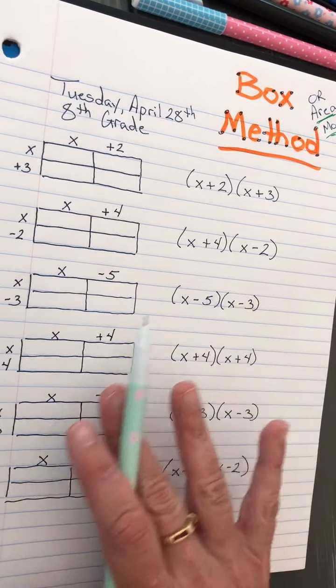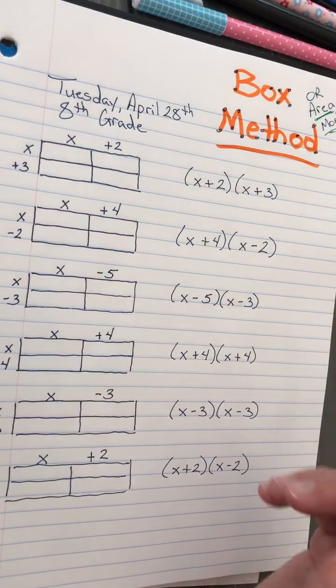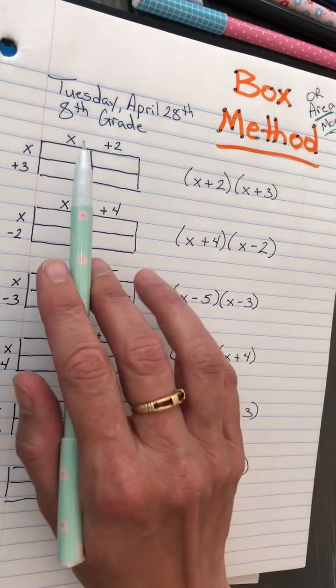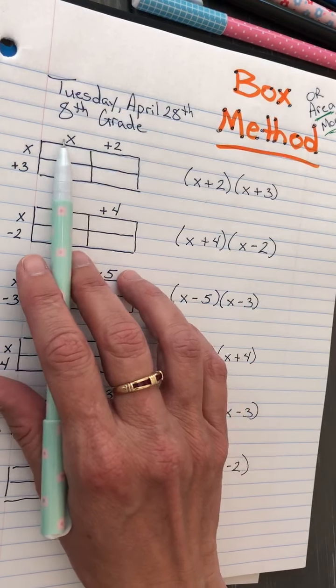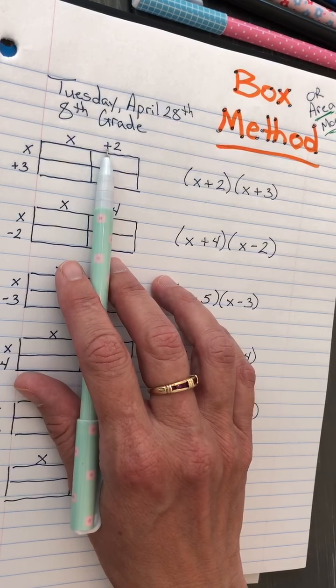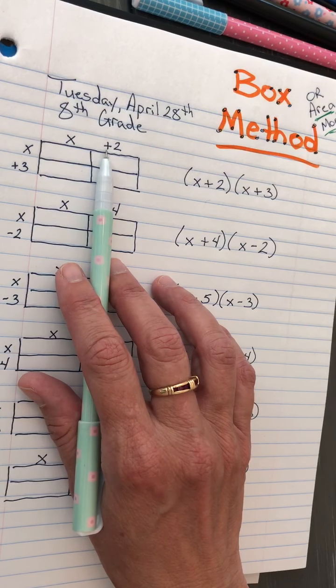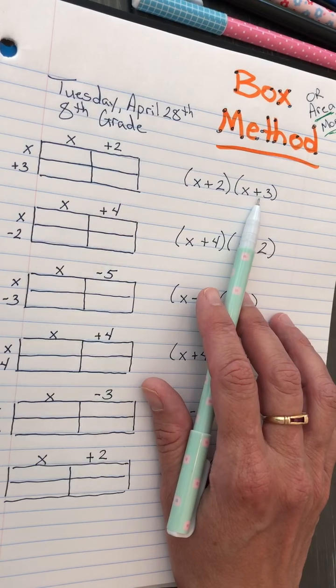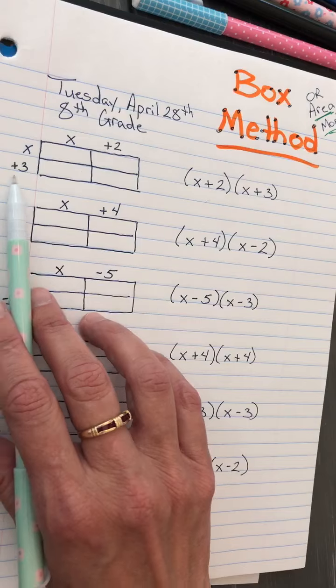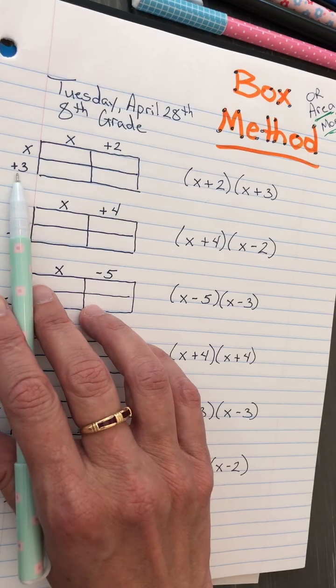So let's put it in the box method. You take your first binomial, x plus 2, and list it above the two squares. I like to put my plus sign in there to remind me that it's positive. Our second binomial is x plus 3, which we list on the side, x and then plus 3.